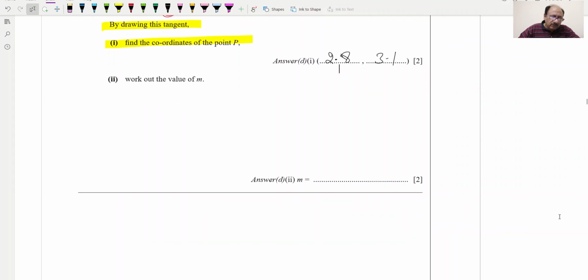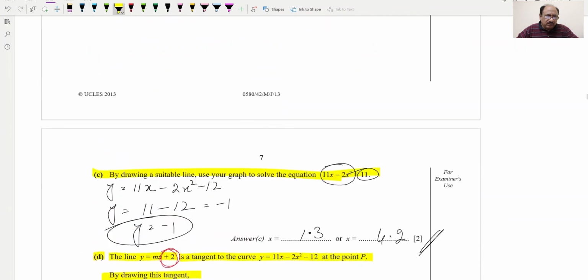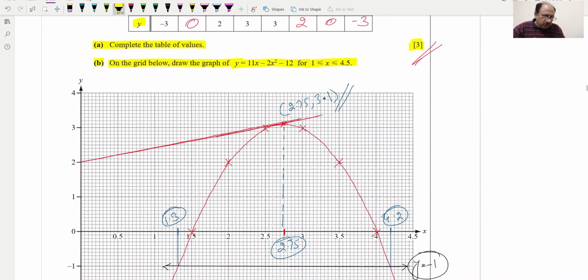Now work out the value of m. We need to find the gradient of this one line which we have drawn. So to find the gradient, we will be drawing the triangle, and the triangle will be which one? We can draw the triangle, this one, and we will be considering this triangle. Basically, for the gradient we will be checking rise over run. Hopefully you are understanding each and everything.